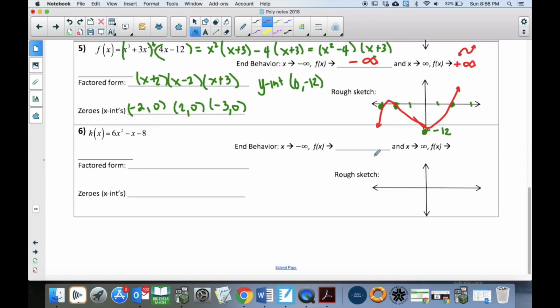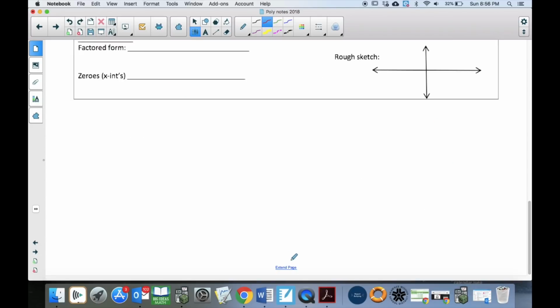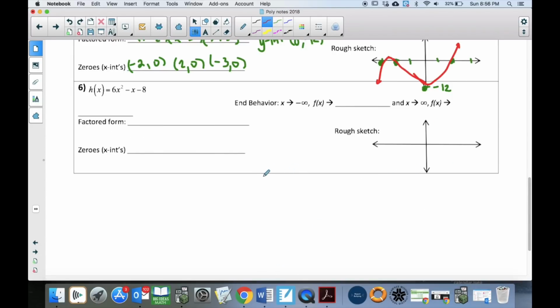Number 6 is a little bit different because we've been working on factoring. Number 6 actually cannot be factored. If we talk about end behavior, we know that the end behavior is going to be a parabola. It's going to look something like this. But it cannot be factored. End behavior, we know, is positive infinity on both sides.